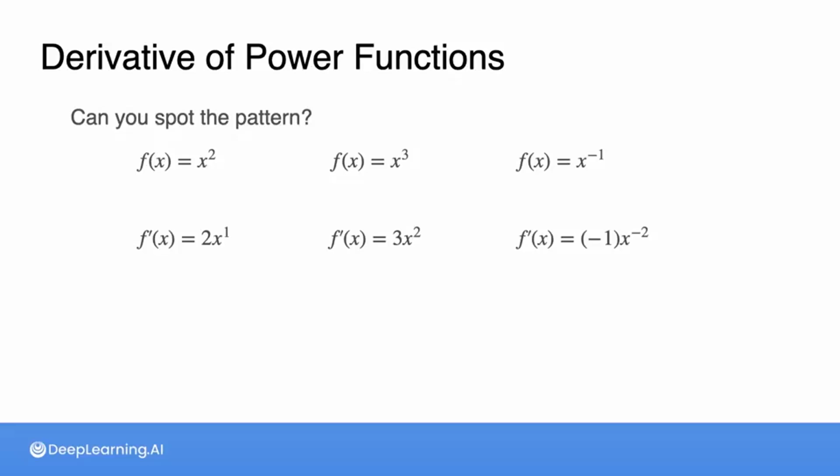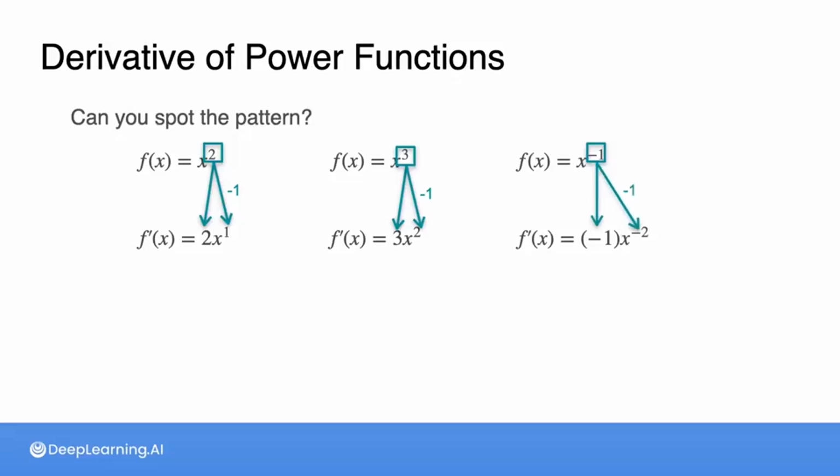So, take a look at the exponent. The exponent goes here in the derivative as a multiplication factor. And then you subtract 1 from the exponent and you get the new exponent. So x squared becomes 2x to the 1. X cubed becomes 3x squared. And x inverse, so x to the minus 1, becomes minus 1 x to the minus 2.